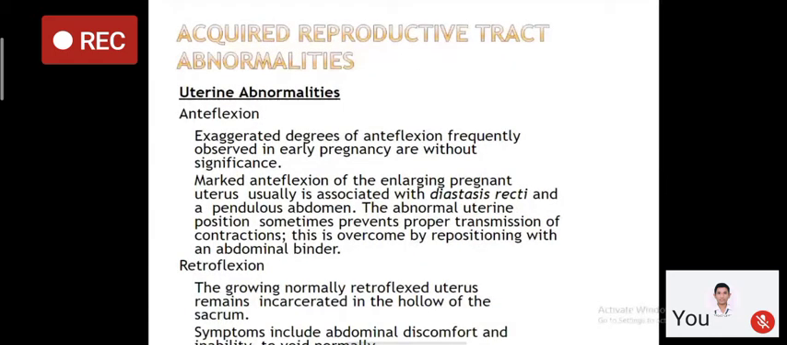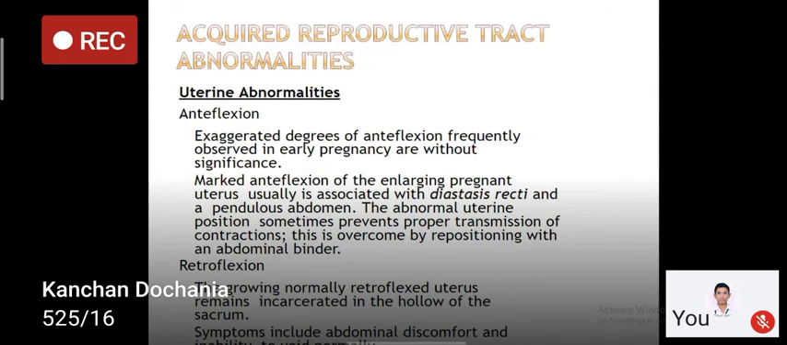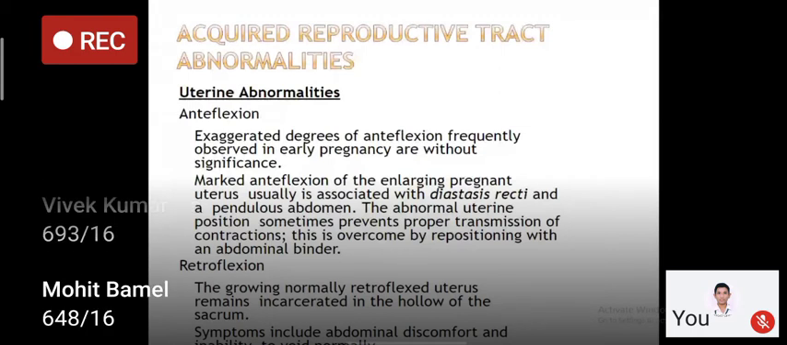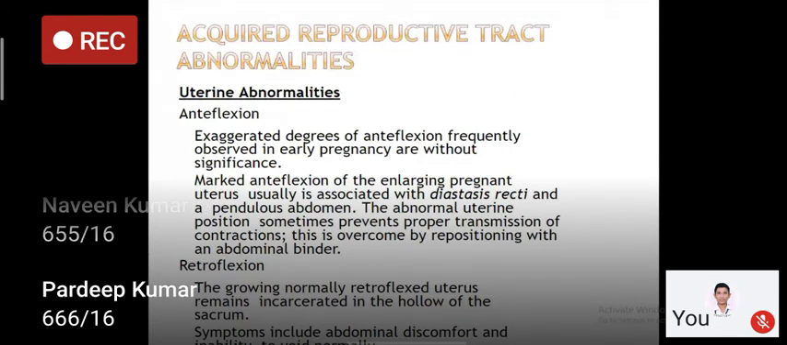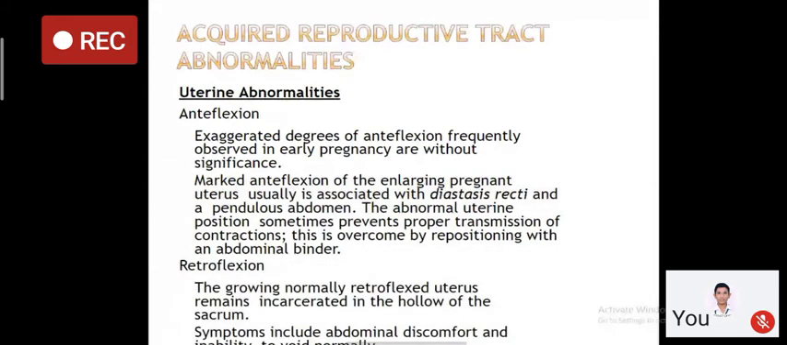Another acquired reproductive tract abnormality may be uterine abnormality. You can get anteflexion. Exaggerated degrees of anteflexion, frequently observed in early pregnancy, are without significance. Marked anteflexion of the enlarging pregnant uterus usually is associated with diastasis recti and a pendulous abdomen. The abnormal uterine position sometimes prevents proper transmission of contraction. This is overcome by repositioning with an abdominal binder. So there is not too much role of an abdominal binder to correct the anteflexion, but sometimes for a pendulous abdomen we need an abdominal binder.